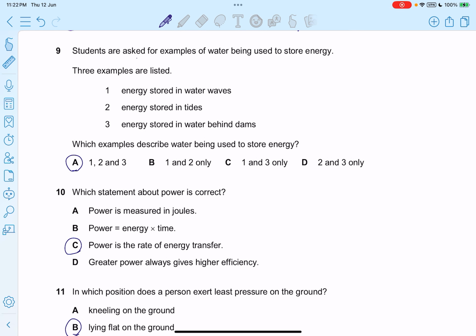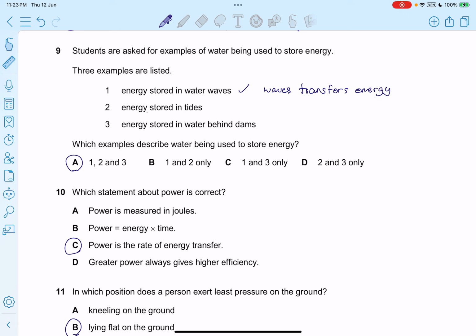Number 9, students are asked for examples of water being used to store energy. 3 examples are listed: energy stored in waves, energy stored in tides, energy stored in water behind dams. So for number 1, this is correct because waves have energy. Waves transfer energy. So 1 is correct.